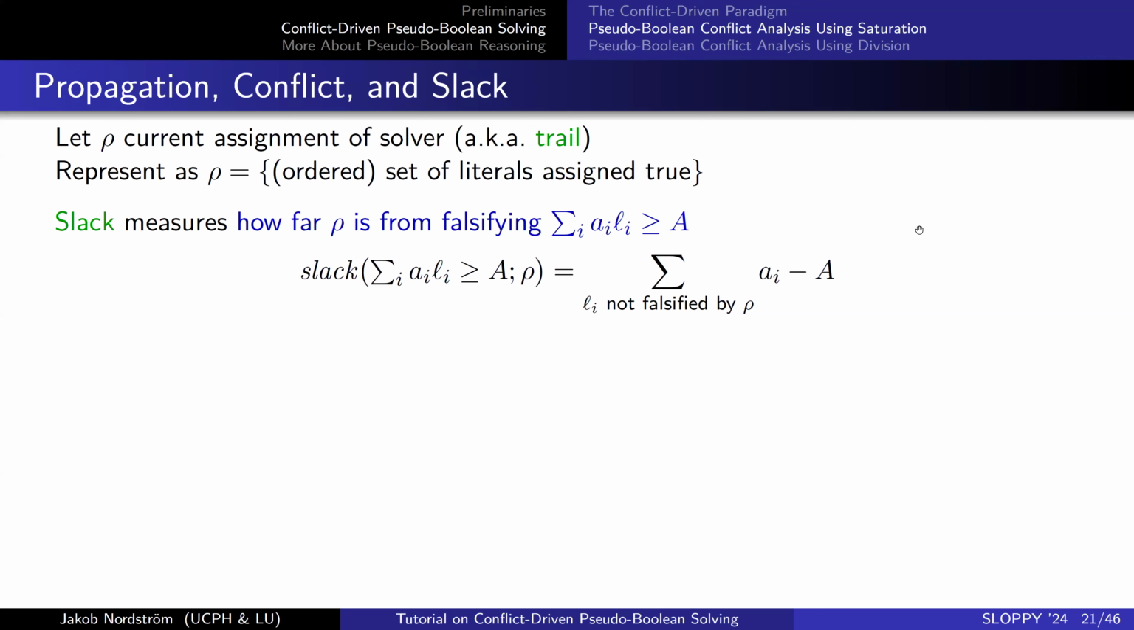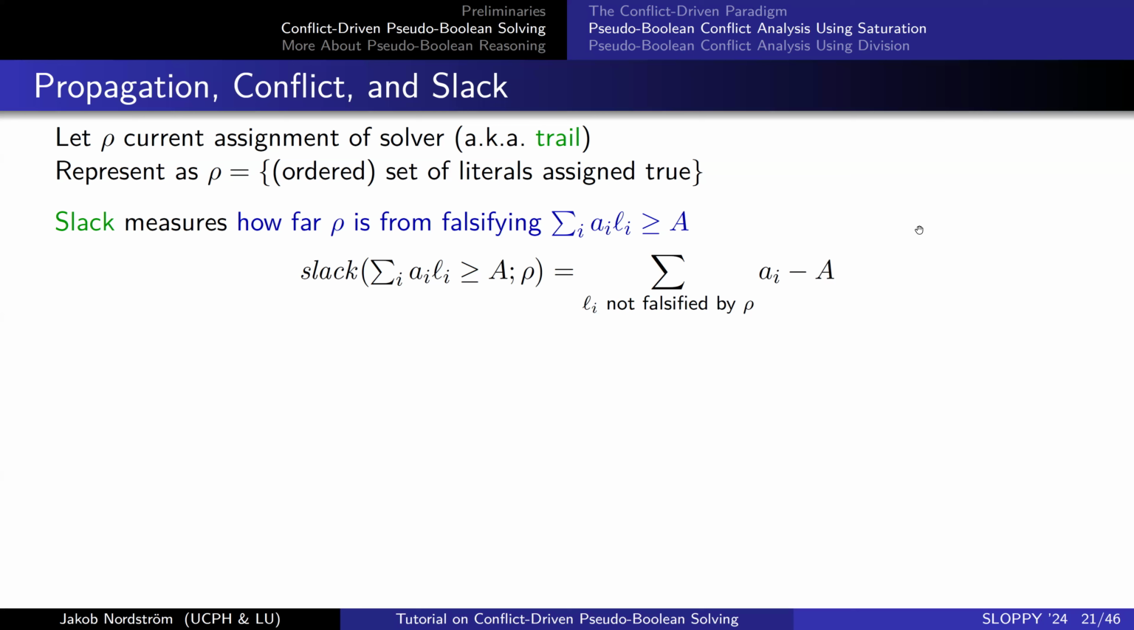Okay. Well, how do you measure happiness? Well, you typically call it not happiness, but slack. So the slack of a constraint, that is sum of a_i l_i greater equal A, as always, given a partial assignment rho, is the following. You look at all the literals that are not falsified. Okay? The falsified literals, we know they're not going to contribute.